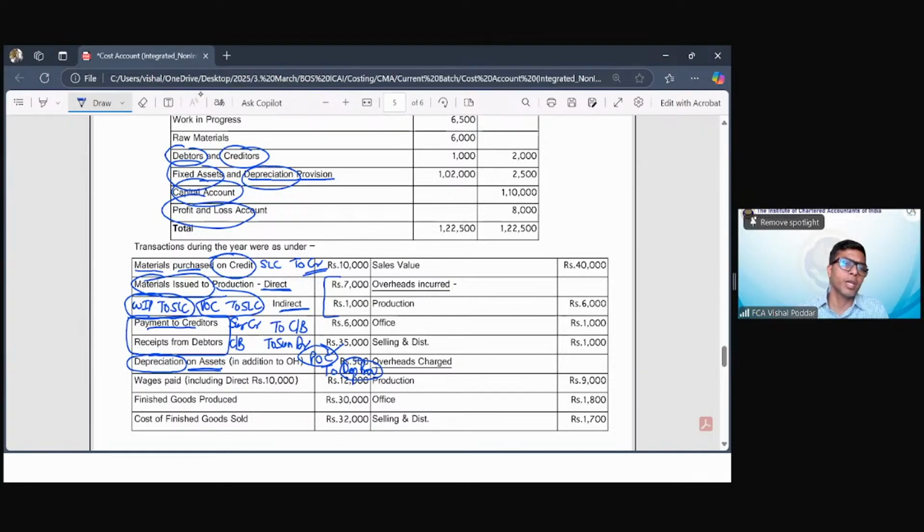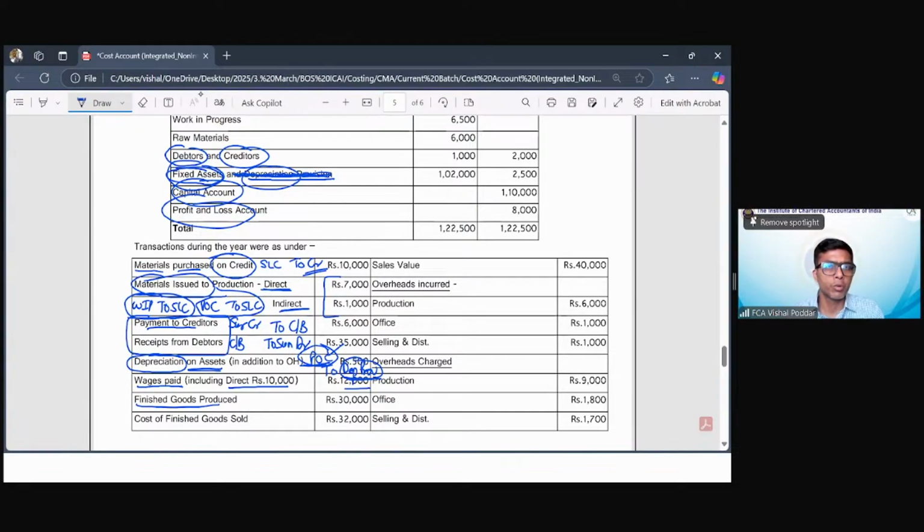Now for depreciation, we have the production overheads control. So instead of depreciation, we'll have the production overheads control, and credit is depreciation provision. Had this not been there in the sum, that you're not following the depreciation provision method, then it would have been credited to the fixed asset account itself. So again, this is a pure accounting entry. Then the same transaction, wages paid, which includes direct 10,000, so balance is indirect.